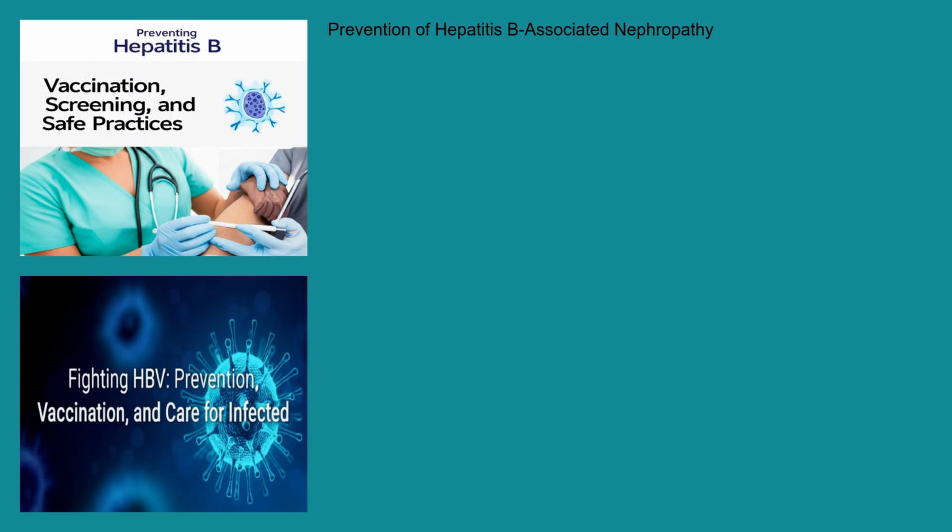Prevention of hepatitis B-associated nephropathy primarily focuses on preventing hepatitis B infection. Vaccination against HBV is highly effective and is recommended for all infants, children, and adults at risk. Screening for HBV infection is crucial, especially in high-risk populations. Avoiding risky behaviors, such as sharing needles or engaging in unprotected sex, can also reduce the risk of transmission. For individuals already infected with HBV, regular monitoring of kidney function and early intervention can help prevent or delay the development of nephropathy.